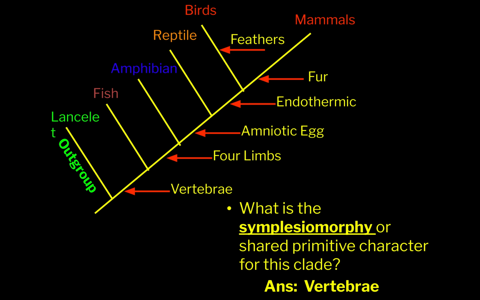If you said vertebrate, you are correct. If you said the vertebrae, you are correct. Again, can you see how everyone is a vertebrate? They all have vertebrae except for that outgroup. So that is the shared primitive characteristic.